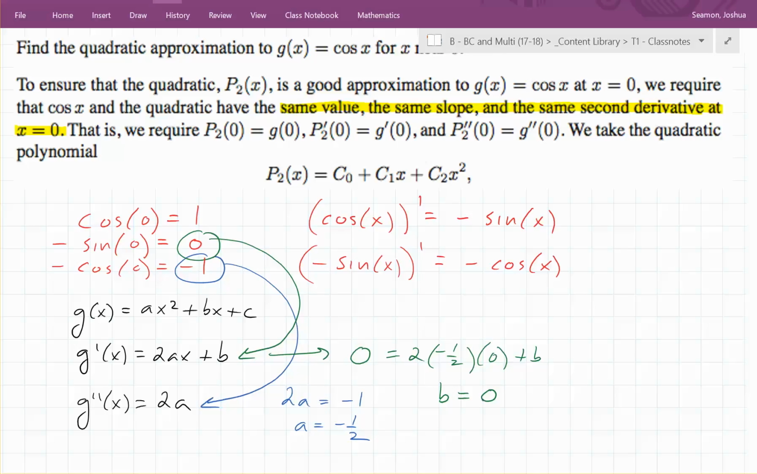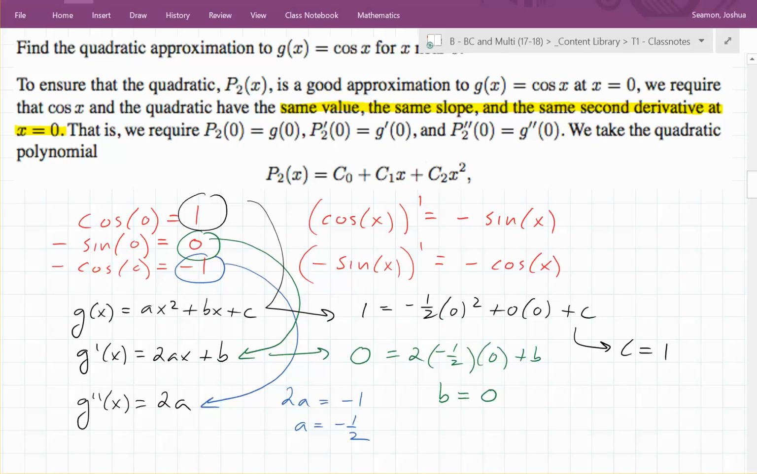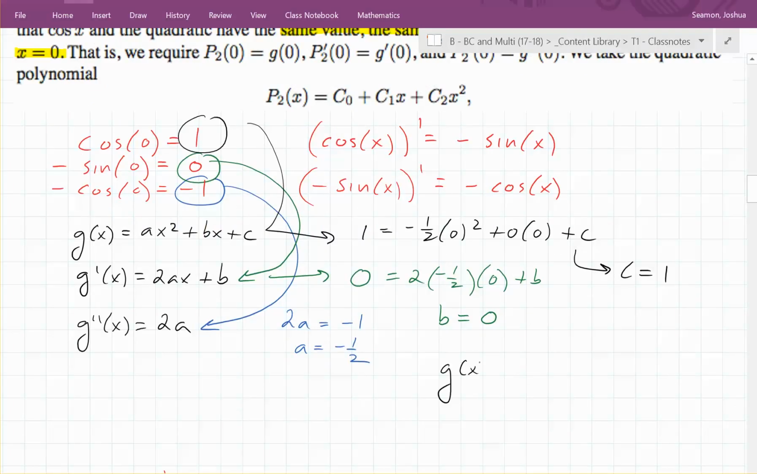Then you do the same thing and go up again. So what do we end up with here? We end up with 1 is equal to negative a half times 0 squared plus 0 times 0 plus c. What's c going to be then? 1. So what do we end up with for our polynomial? G of x is equal to negative 1/2 x squared plus 0x plus c, which is 1. So our final polynomial, in its most simplified form, is negative 1/2 x squared plus 1.